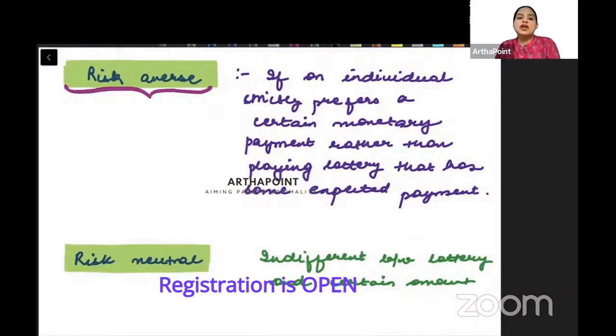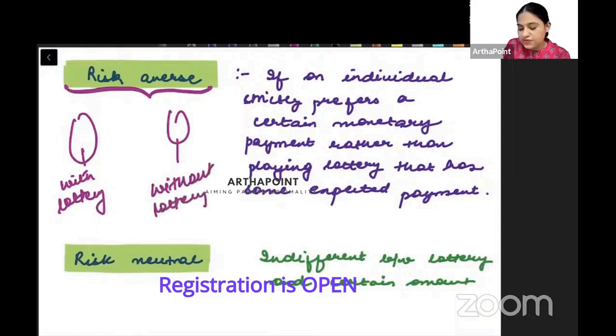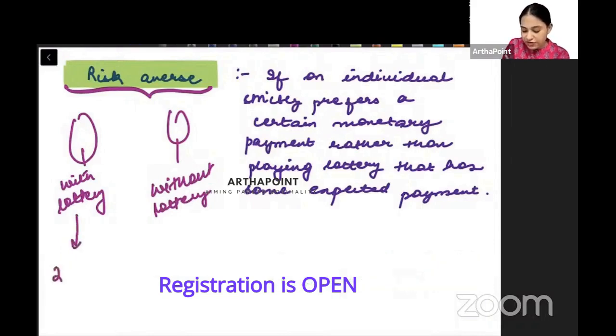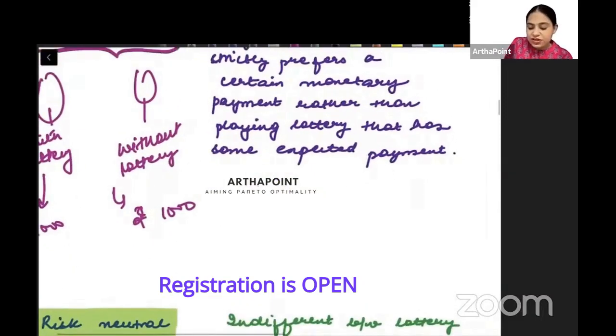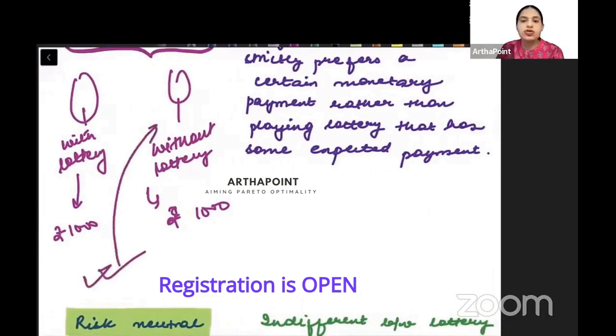So a risk averse individual is that kind of individual who gets the same payoff from two things. तो एक हमारा outcome है with lottery and एक है without lottery. And both have the same expected payoff. माने यहाँ पे भी with lottery also on an average you are getting the same amount, and without lottery also on an average you are getting the same amount. But a risk averse individual will prefer the one which is without lottery.